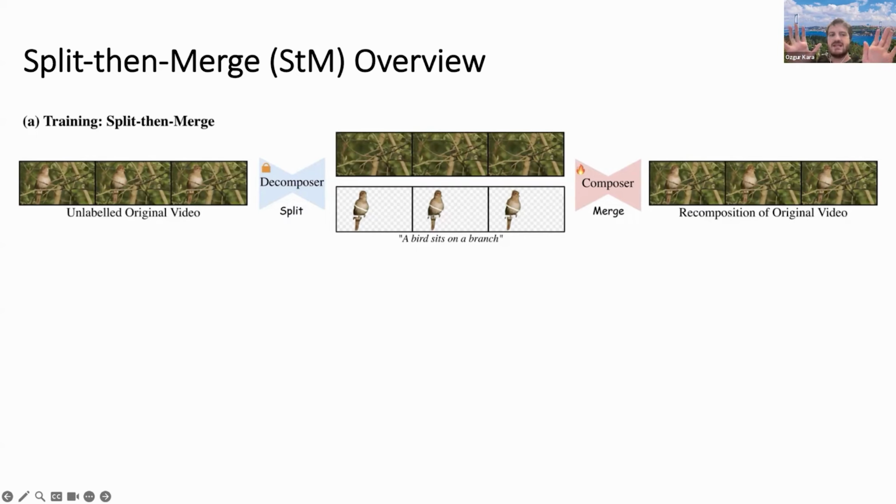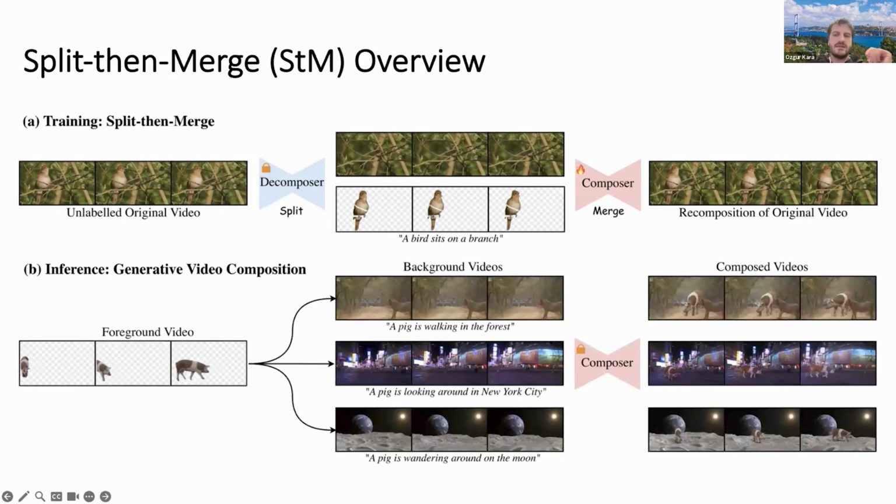And this can be seen as a self-supervised learning strategy, because we only have an unlabeled original video. At the end, we would like to reconstruct the same thing, but the elements that we used during training were obtained from the unlabeled or unannotated original video. In the inference phase, after this training has been done, we can now swap the components.